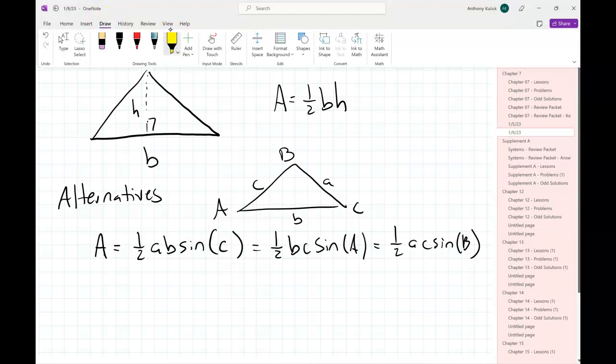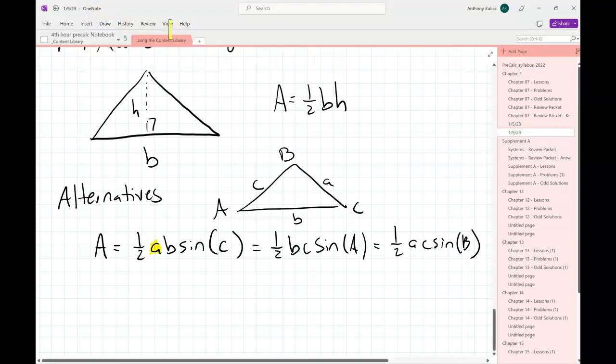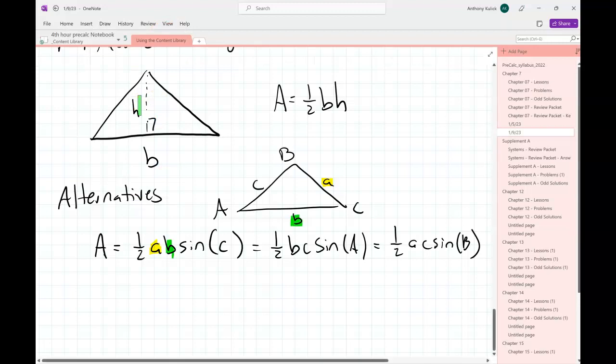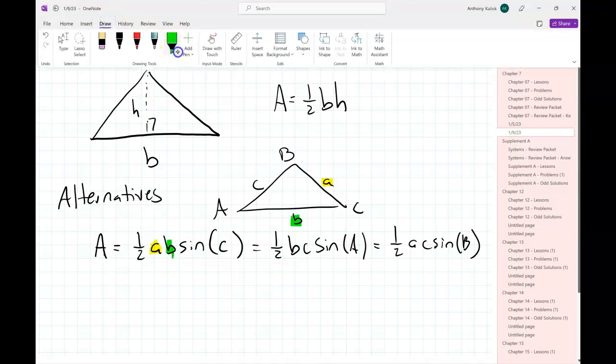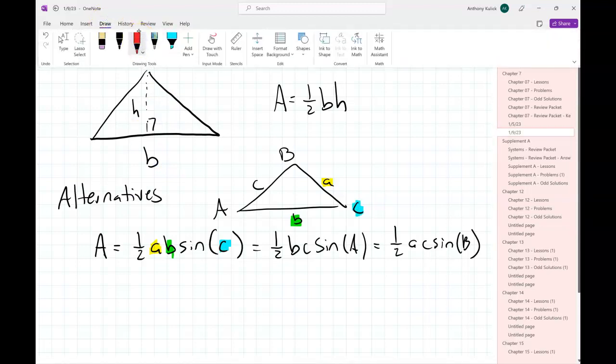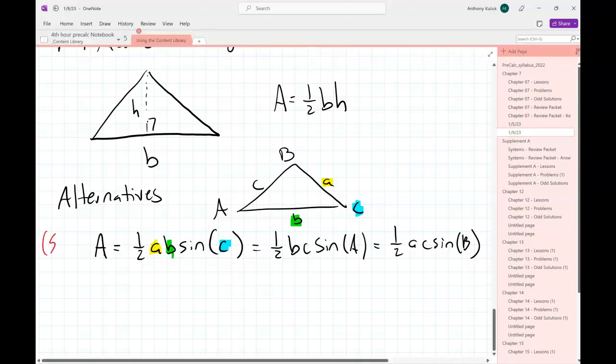So when should I use this? I have to have a side, another side, and then the included angle. So what is that situation there that we've just drawn? What three-letter situation is this? Side, angle, side.